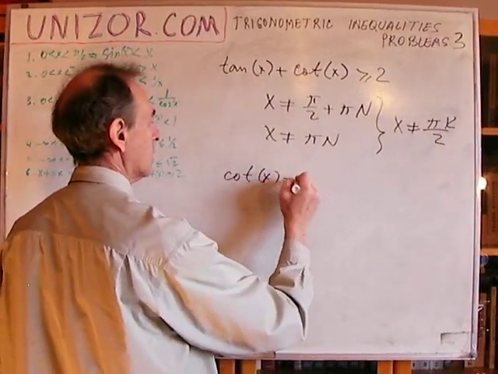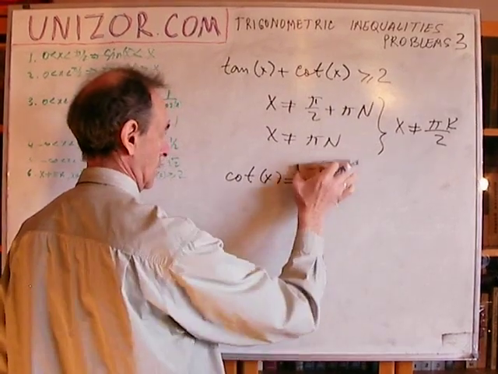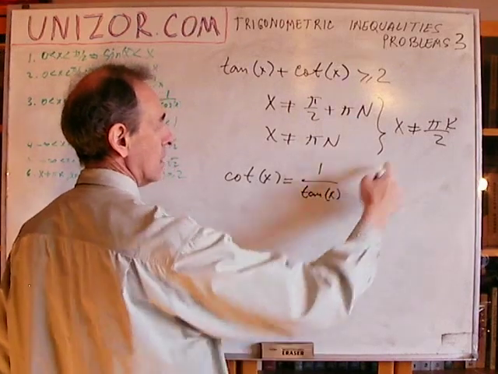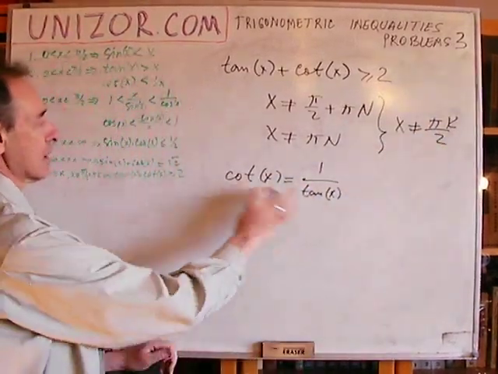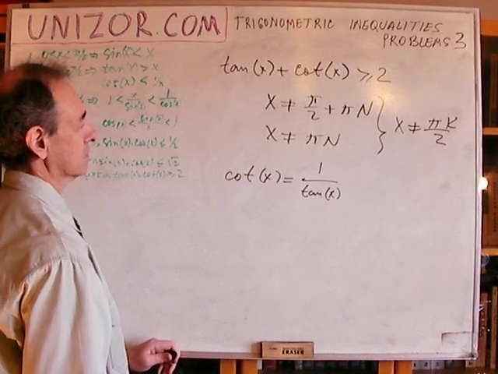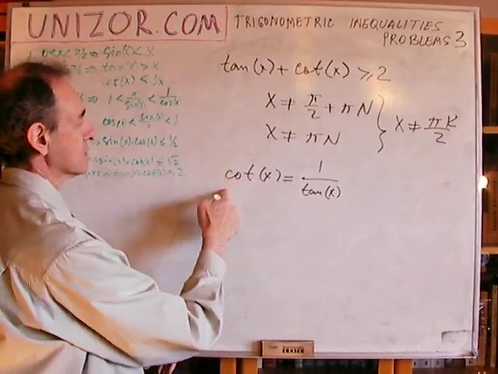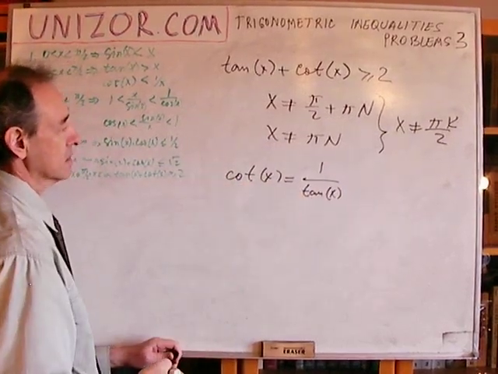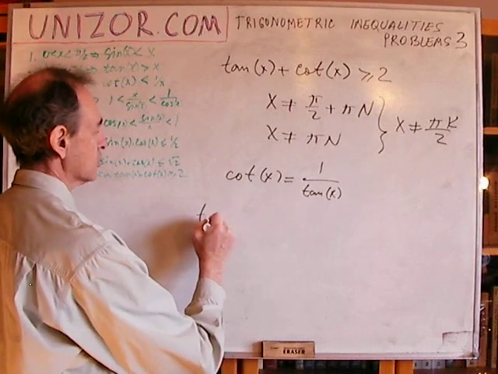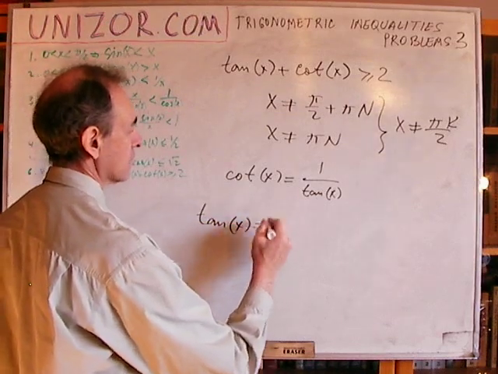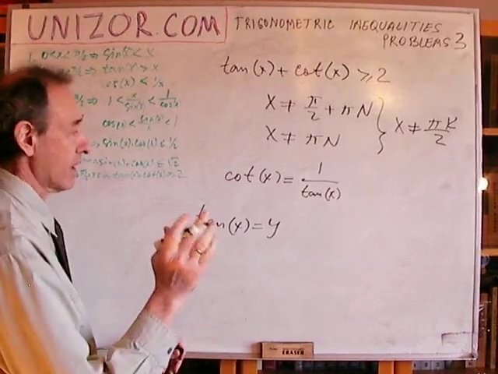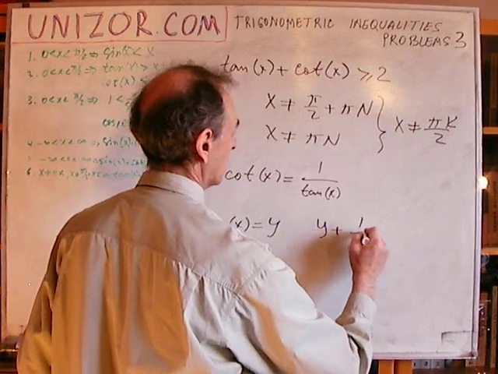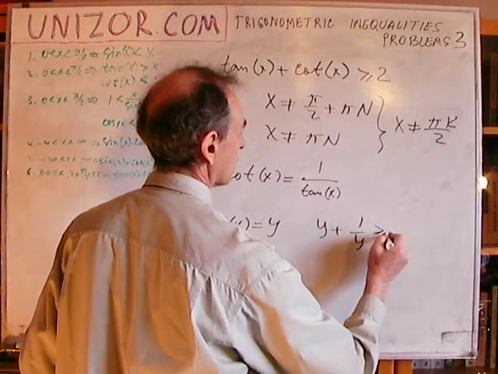of x is equal to 1 over tangent of x, considering, again, this restriction, so everything makes sense, everything is defined, right? Cotangent is cosine over sine, tangent is sine over cosine, so if you reverse, you will get this. And now, if I just consider tangent to be any value y, whatever the value is, then my inequality actually means y plus 1 over y should be greater or equal than 2.